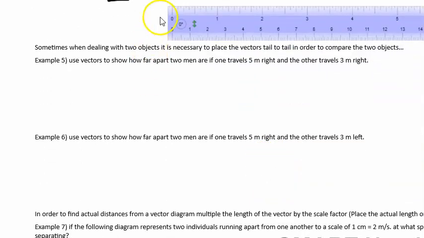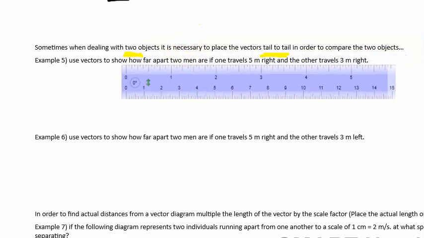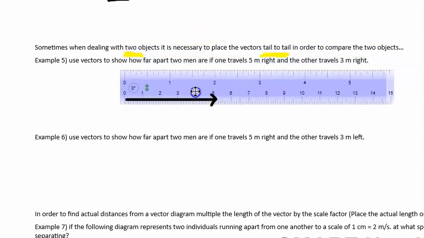Now, in some cases, it is going to be necessary to draw things tail to tail. But this is always when we have two objects and we're doing a comparison. So if we were to take a look at, let's say, two men coming apart, one's traveling to the right at 5 meters per second. Traveling to the right 5 meters, it would look something like this, using the same scale as before. And then we're going to draw a second one, three centimeters in length.